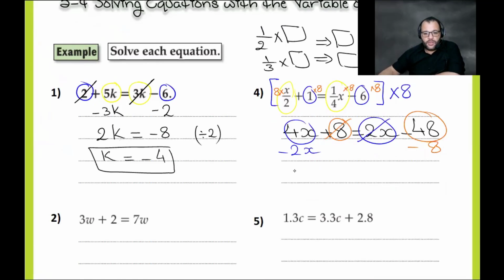Mr., how did you get the 4x? I said 8x divided by 2, which is 4x.